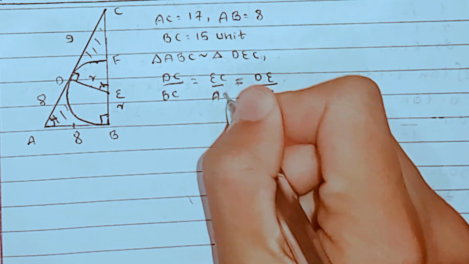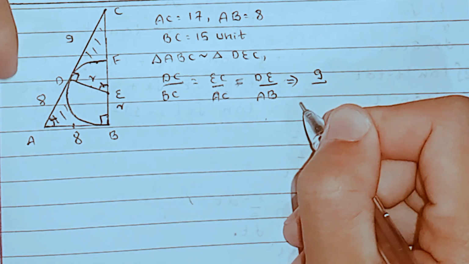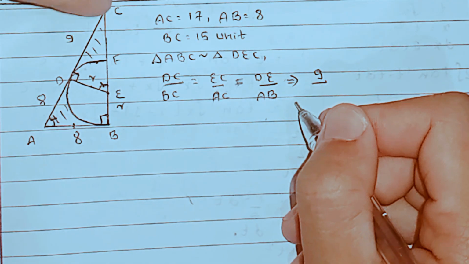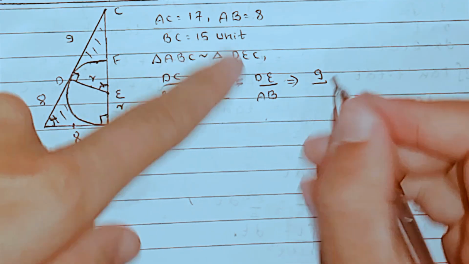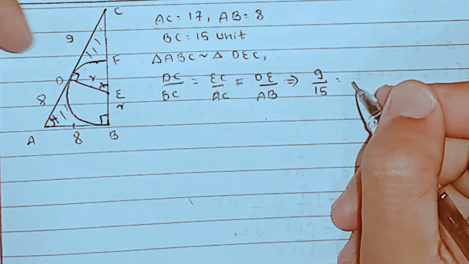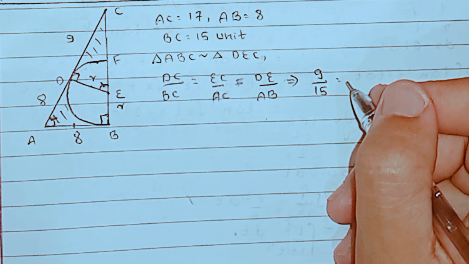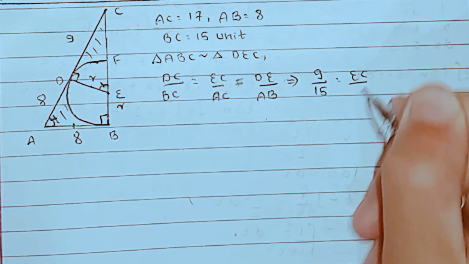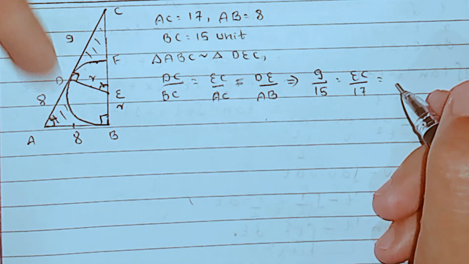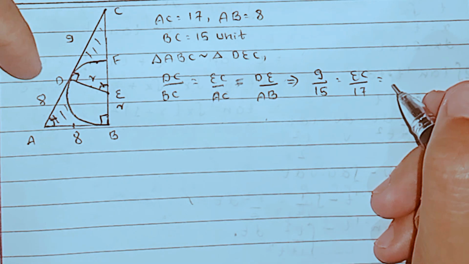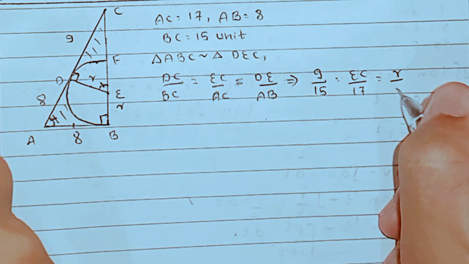Okay, so we get the ratio of DC, which is 9, upon BC, which we found to be 15 units, is equal to EC upon AC, which is 17, is equal to DE, which is R, upon AB, which is 8.